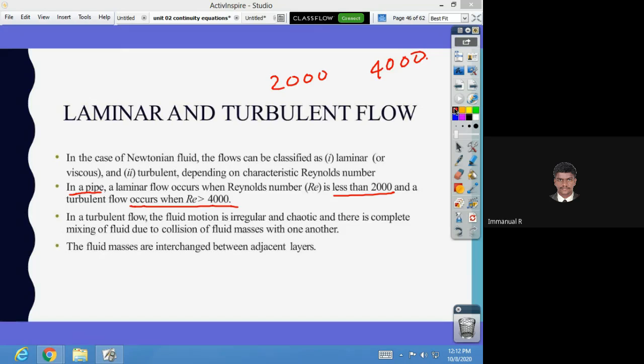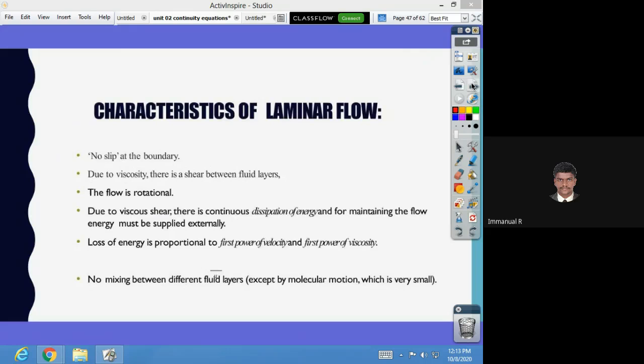In a turbulent flow, the fluid motion is irregular and chaotic, and there is complete mixing of fluid due to the collision of fluid masses with one another. I already explained these things in the previous lectures, so kindly go through those lectures. The fluid masses are interchanged between adjacent layers in the turbulent flow. This process occurs in a very large amount in turbulent flow.